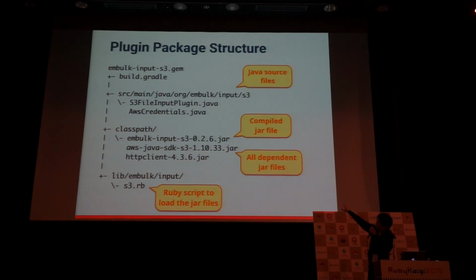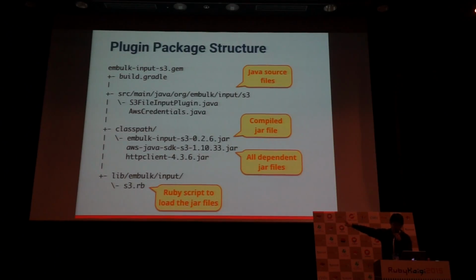So to write a Java-based plugin, you write Java code, of course. S3FileInputPlugin.java, and you compile it into a Java file. You also need to depend on other plugins, other libraries. So for example, in this case, S3 file input plugin depends on S3 SDK and HTTP client library. So put all of them into class path directory.